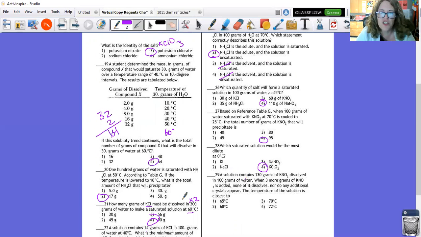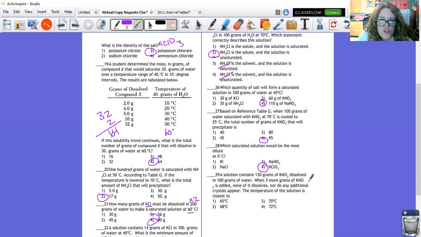All right, last question. A solution contains 130 grams of potassium nitrate dissolved in 100 grams of water. When 3 more grams of potassium nitrate is added, none of it dissolves, nor do any additional crystals appear. The temperature of the solution is closest to. Okay, so if we have 130 grams, it doesn't give a temperature, does it? Oh, we have to find the temperature, that's why.